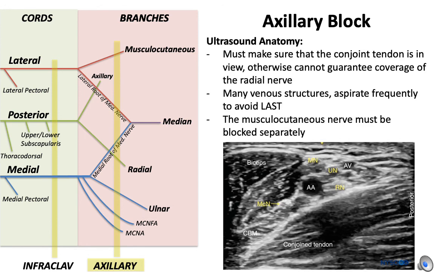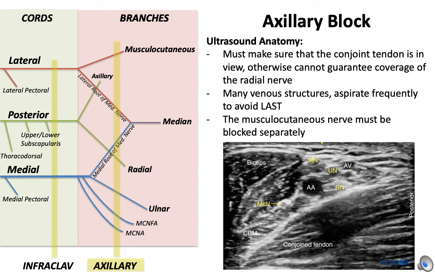In the ultrasound image here, you can see the terminal branches as they are clustered around the axillary artery, with the conjoint tendon in view just below the radial nerve. You can see here that the musculocutaneous nerve is separate and must be blocked with its own injection. Depending on your location in the axilla and depending on patient anatomy, the musculocutaneous nerve of the arm, the musculocutaneous nerve of the forearm, and the median or lateral roots of the median nerve can sometimes be visualized in this space.